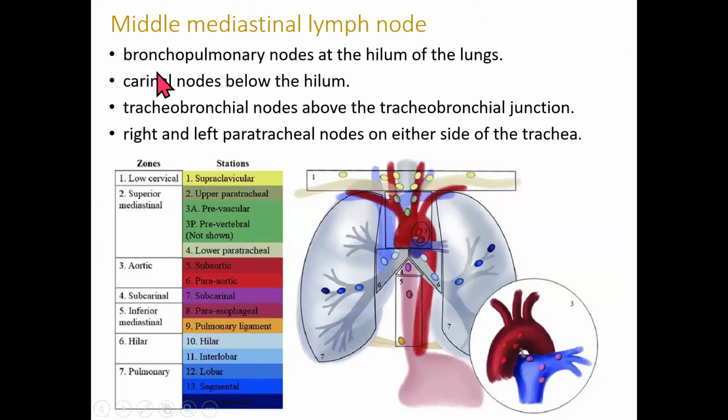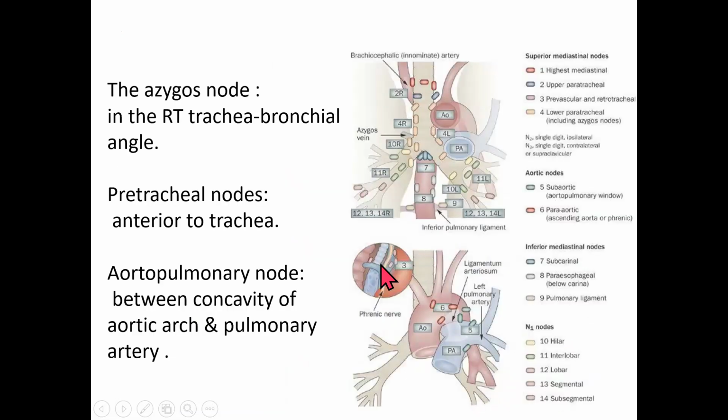Middle mediastinum includes the bronchopulmonary nodes at the hilum of the lung, the carinal nodes below the hilum, tracheobronchial nodes above the tracheobronchial junction, and right and left paratracheal nodes. I will show another picture to illustrate. These are the right and left paratracheal nodes, and these are the subcarinal and bronchopulmonary nodes. There are other groups: the azygous nodes in the right tracheobronchial angle and the pretracheal nodes anterior to the trachea, which appear in the lateral view. Aortopulmonary nodes lie between the concavity of the aortic arch and the pulmonary artery.